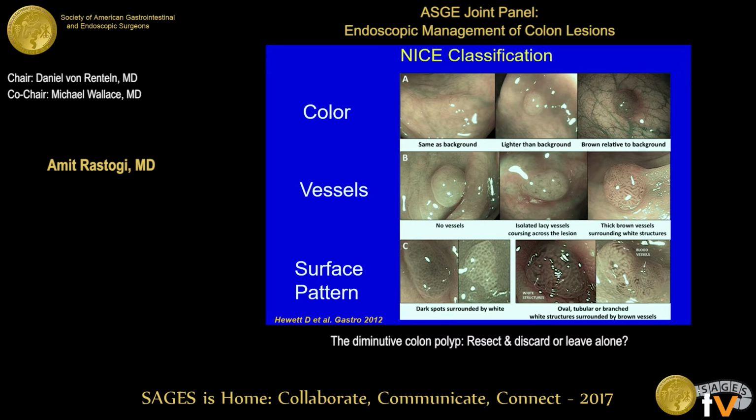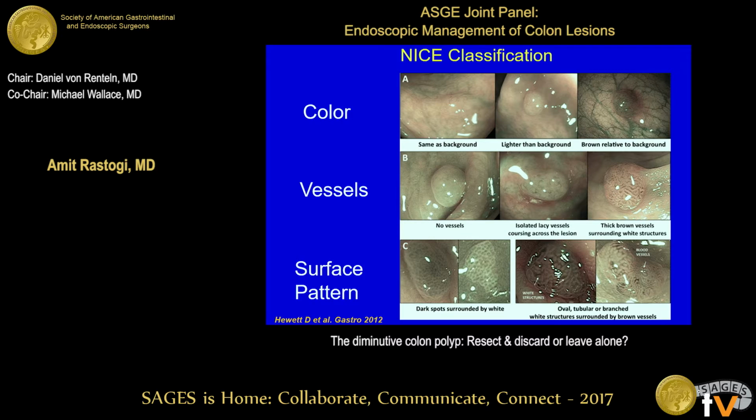So this is a quick recap of how we diagnose. The most common way of diagnosing these polyps, at least in the US, is using electronic chromoendoscopy. Most of the work has been done with narrowband imaging. This is a consensus classification that was described a few years ago, in which you look at the color, the vessels, and the surface pattern on these polyps. And based on that, you can make a judgment of whether it is a hyperplastic or an adenoma.